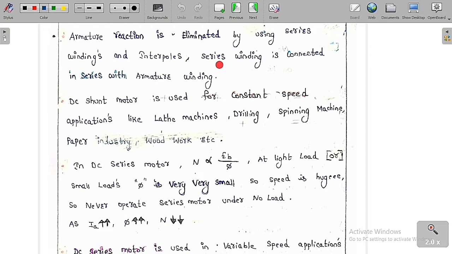The armature winding, the interpole winding and the compensating winding, all these three windings are connected in series. I have already told you this concept also. Armature reaction means that whenever the armature flux and the main field flux interact with each other, there is a distortion in the overall flux. That is called armature reaction. We can reduce this by keeping the interpole winding and the compensating winding in series with the armature winding.